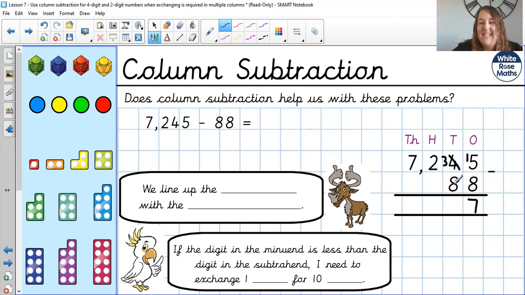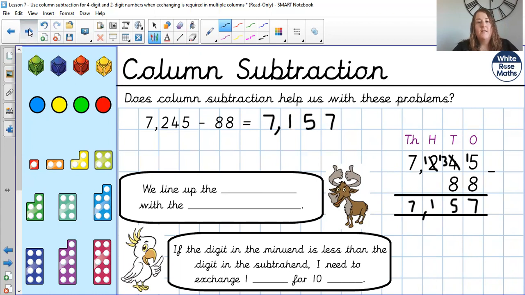3 take away 8, I can't do either though. So I'm crossing out my 2, leaving a 1 and popping my 1 next to my 3. So I now have 13 tens. So 13 take away 8, or 8, 9, 10, 11, 12, 13, leaves me with 5. 1 take away nothing is 1. And 7 take away nothing is 7. So our answer is 7,157.